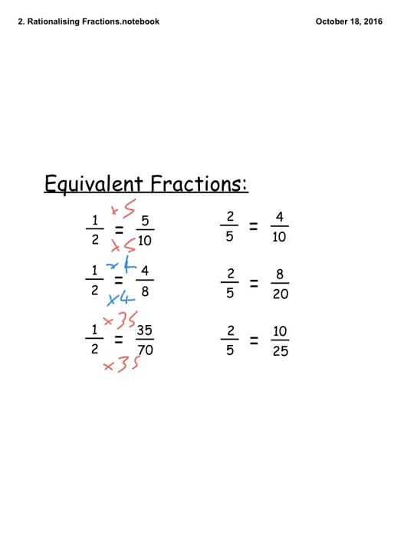On the right hand side, to find my equivalents, all I've done is multiply the top half by 2 and the bottom half by 2. In the second example, I've multiplied by 4 on the top and bottom half of the fraction. And finally, I've multiplied by 5 to get that last equivalent fraction. Again, all of these fractions on the right hand side are equivalent to 2/5. They're the same size, but they've been split up differently.